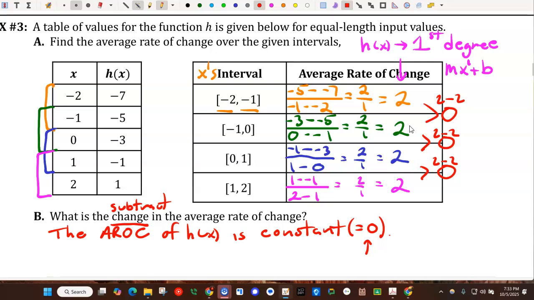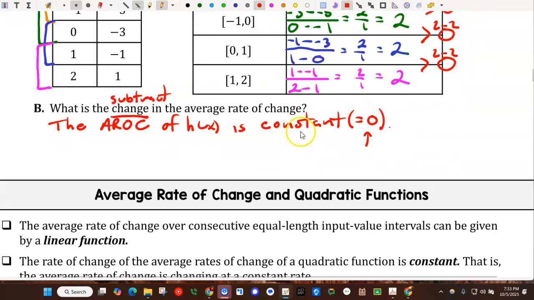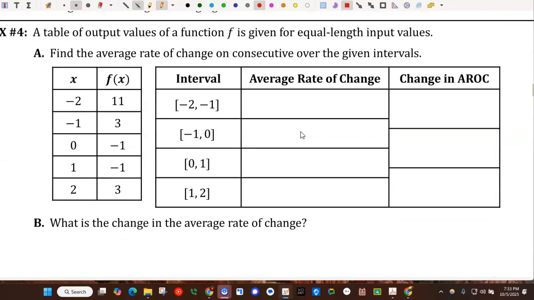So what happens if these do not come out to be the same? Let's look at that on the next one. So we can go do the same process here. You can pause the video. Once again, find the rates of change for each equal interval. Okay, so go ahead and do that.